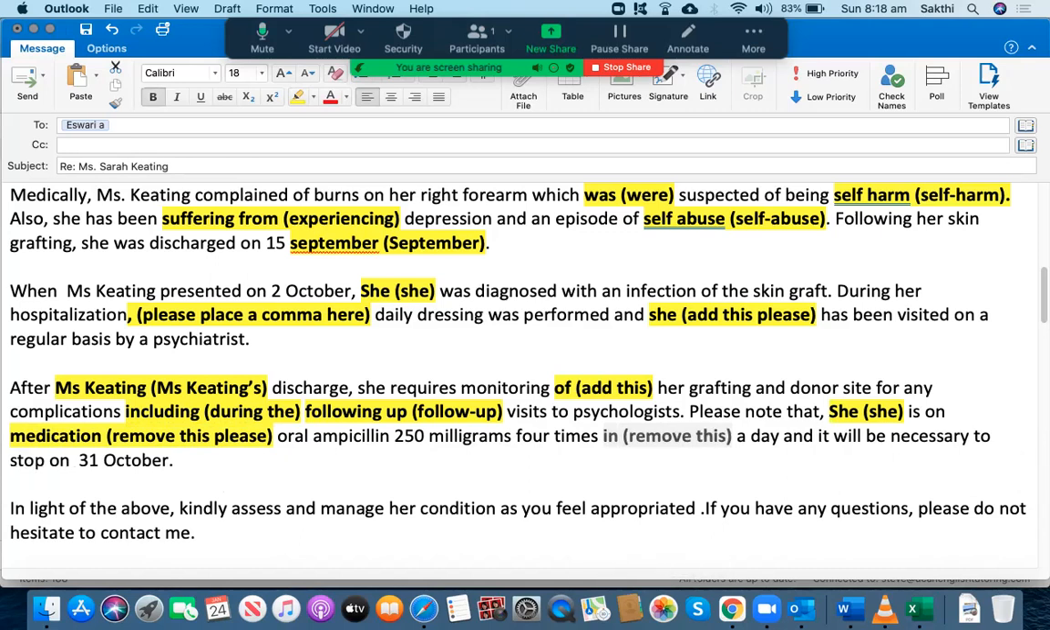If in the case notes they have mentioned daily, you can change it to a day, okay, or every day. I mean, you need to show a variety of words in your letter. And it will be necessary to stop on, okay, which needs to be stopped on. Okay, so instead of writing it will be necessary to stop on, what you could have written down is which requires to be ceased on. All right. So instead of writing the compound sentence, you could have written down the complex sentence. Okay.